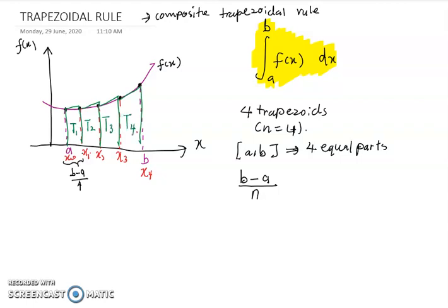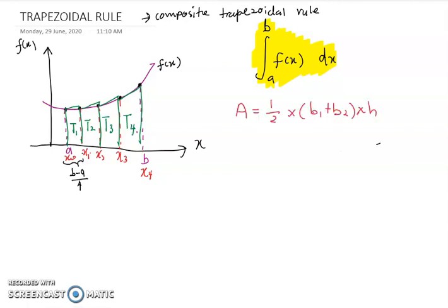To find the area under the graph of f(x), we can just find the total area of these 4 trapezoids. And we know that the area of a trapezoid is given by the formula 1/2 times (b1 plus b2), where b1 and b2 are the lengths of the parallel sides, times h. h is the height of the trapezoid, and in our case, this h is equal to (b minus a) over 4, which is the length of each equal part.